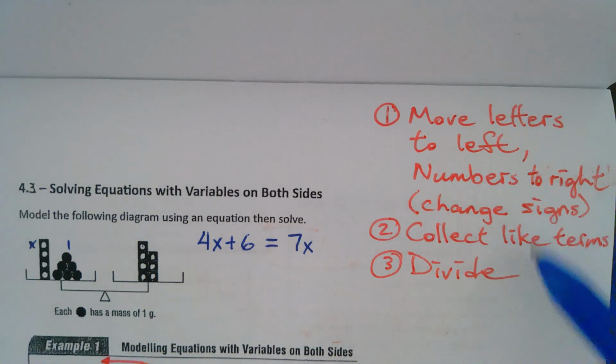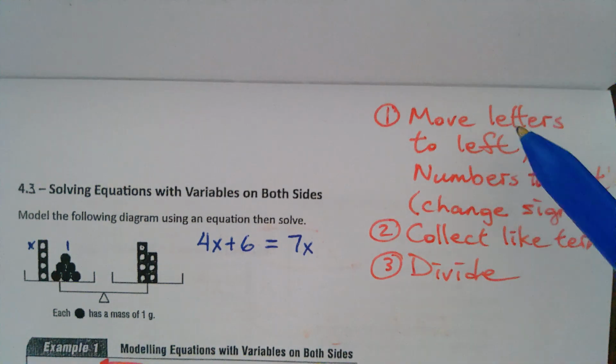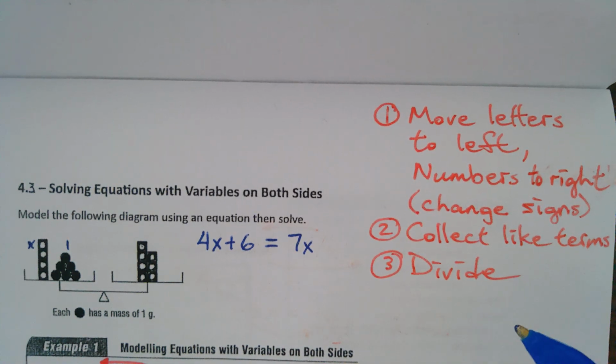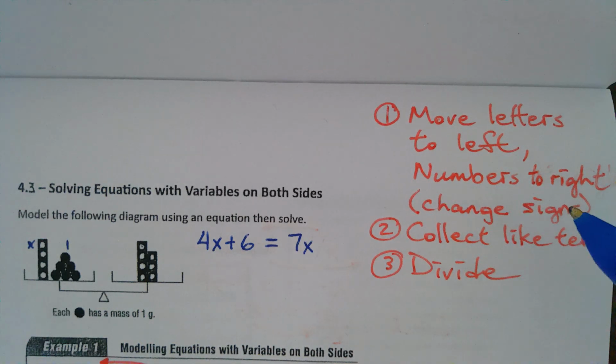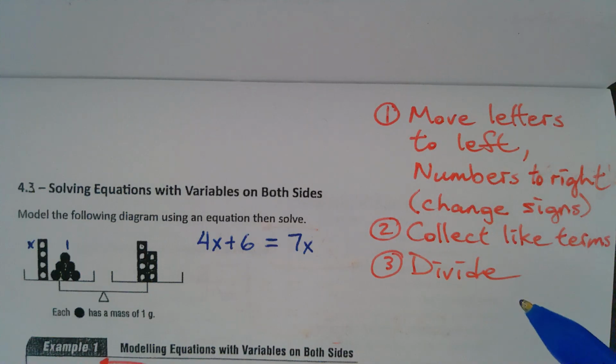So these are the 3 steps you want to follow to solve equations of this kind. When you have variables on both sides, you want to follow these 3 steps. Move all the letters or variable terms to the left, move all the numbers to the right. When you move something, just like when we did before, you have to change the sign. After that, you collect the like terms, and then lastly, you divide to solve for what x equals.